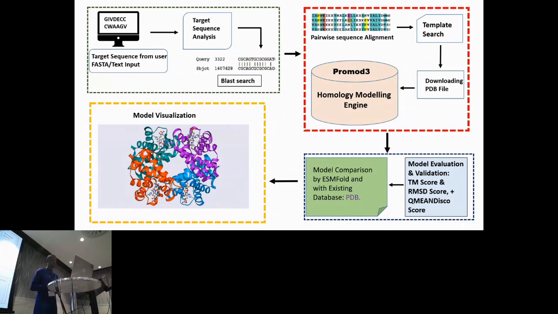We evaluate our predicted model using TM score and RMSD score to do a first stage evaluation. If it passes, because we are actually returning to you the top 5 models, you might go down from 5 to maybe 3, for instance. Then we do the QMEANDisCo score and give you the best prediction that we have.